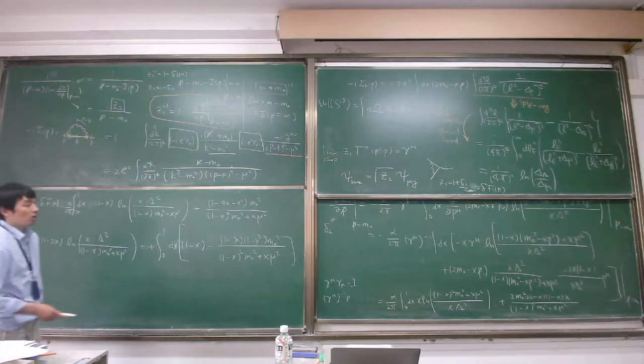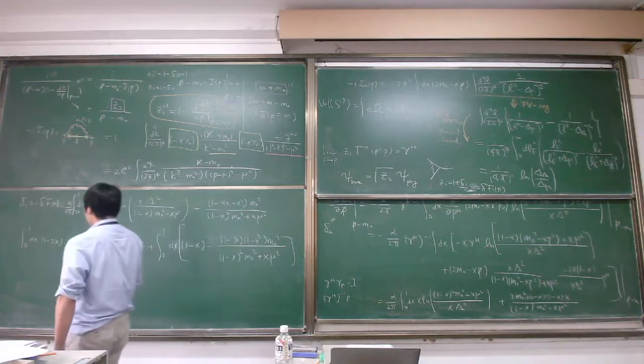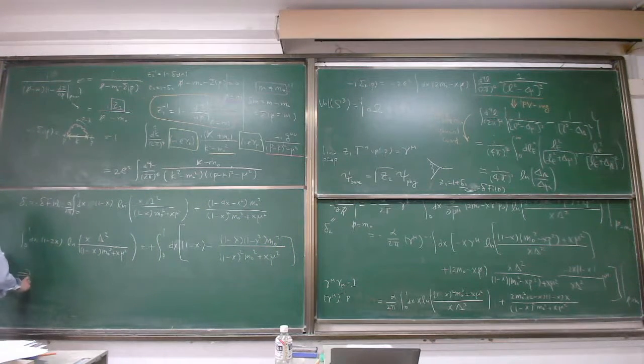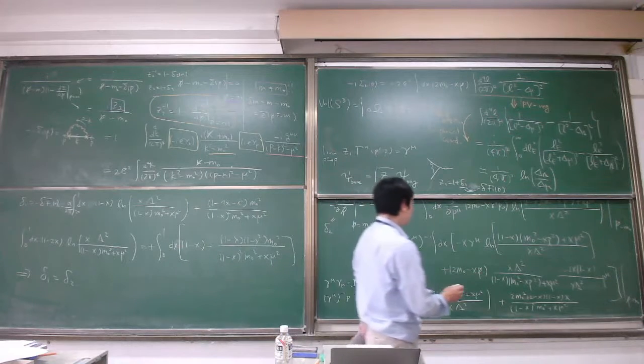If you use this one and plug that one into here, you can show that, using these integral parts, delta 1 is indeed equal to... it's not similar, it's indeed equal. Which is quite remarkable. So let's see, how can I... let's compare between them.